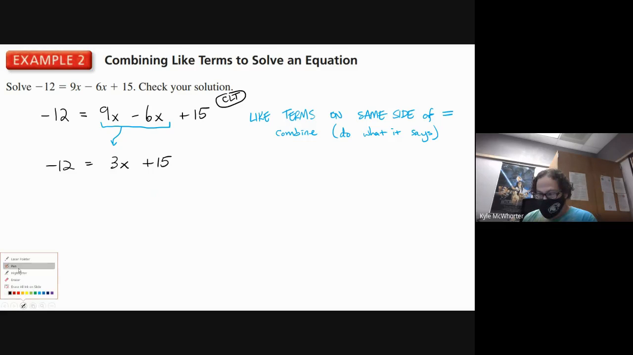So the operations that are happening around our variable are multiplication by 3 and adding 15. We want to undo the addition before we undo the multiplication. So I'm going to subtract 15 from both sides. Make sure you're always doing it once on the left of the equal sign, once on the right of the equal sign. So these undo each other, and we are left with 3x on the right side. Negative 12 minus 15 is negative 27.